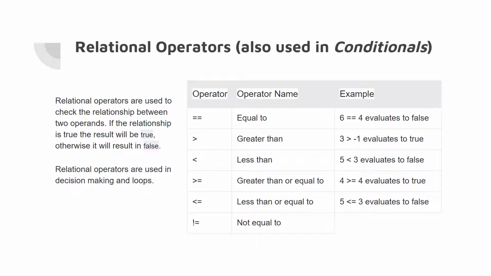That would be bad. So we have equals, we have greater than, so whatever's on the left-hand side being greater than the right-hand side, less than, greater than or equal to, less than or equal to, and also bang equals. So bang, or exclamation point, is our simple way of saying not. Not equal to, the opposite of equal, right? Not equals. Relational operators are used in decision making and in loops as well.